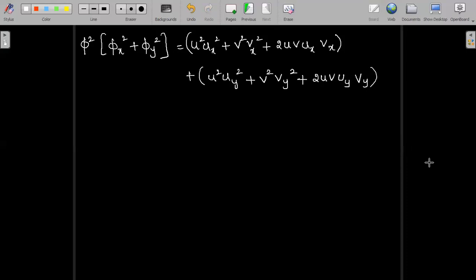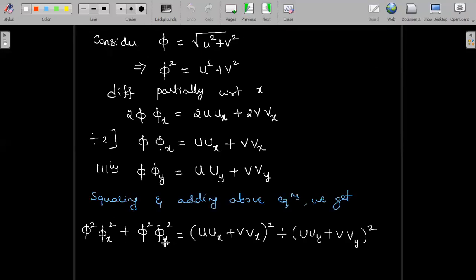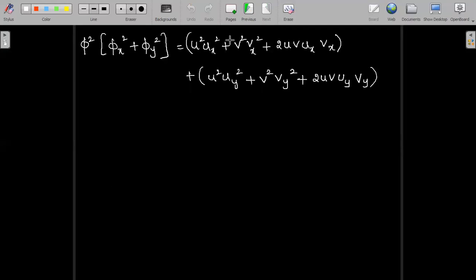Let me show you how it is, just showing the previous page for you. On the left hand side what I have done is taken just phi square common and written phi x square plus phi y square. Right hand side is u ux plus v vx whole square. A plus b the whole square will be a square plus b square plus 2ab term. So that is what I have written here, a square plus b square plus 2 into a into b.